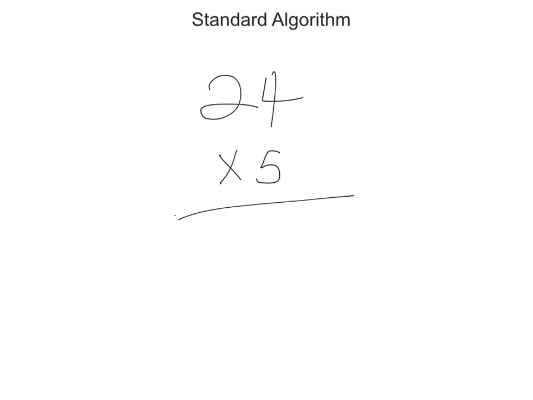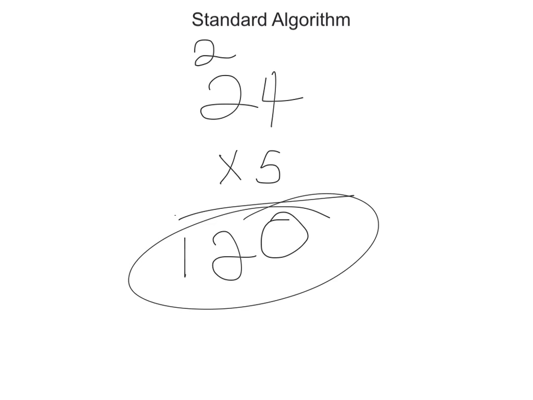So I would put a 0 here, and I would need to regroup. 20 has 2 tens, so I would put that over here in my tens. And what we're multiplying here, we take a look at this: 5 times 2 tens. 5 times 2 is 10, plus these 2 more tens up here would make it 12. 5 times 2 is 10, plus 2 more is 12, and I get 120.